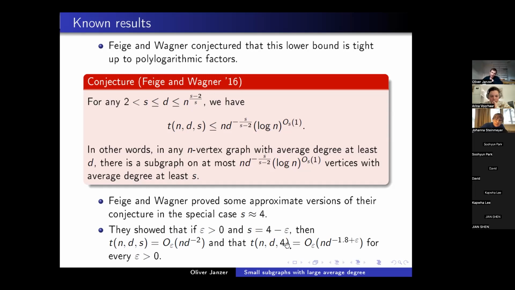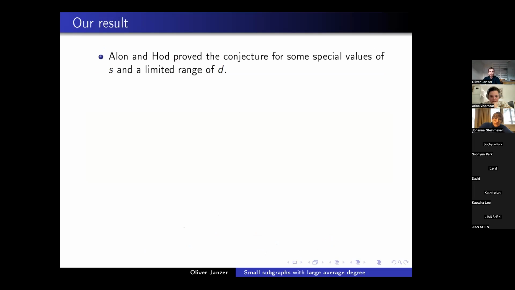And they have another result in which they get average degree 4 exactly, but then they need to use more vertices. Then it's not enough for them to have n times d to the minus 2 vertices. They need n times d to the minus 1.8 vertices. So these are two approximate results. And Alon and Hod also had similar approximate results for some values of s and some values of d.